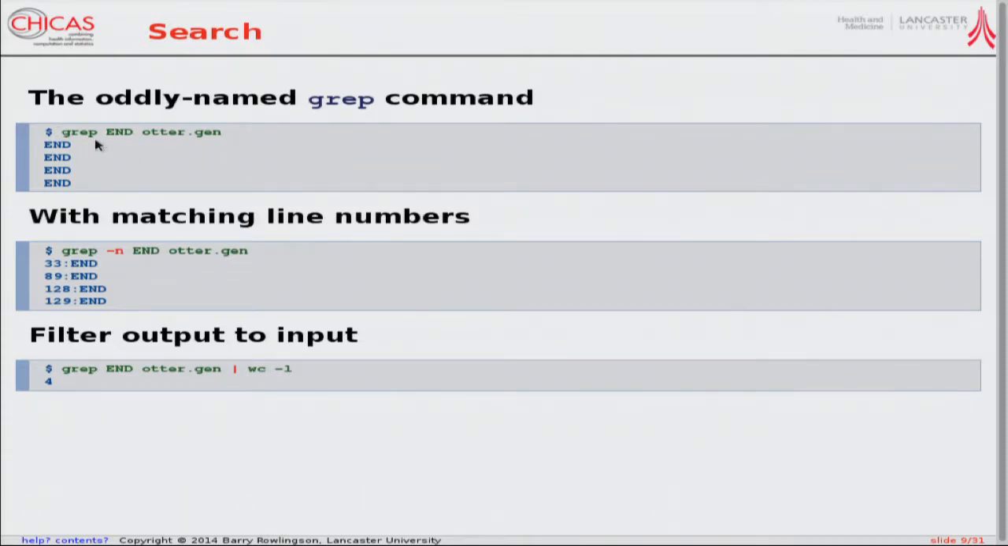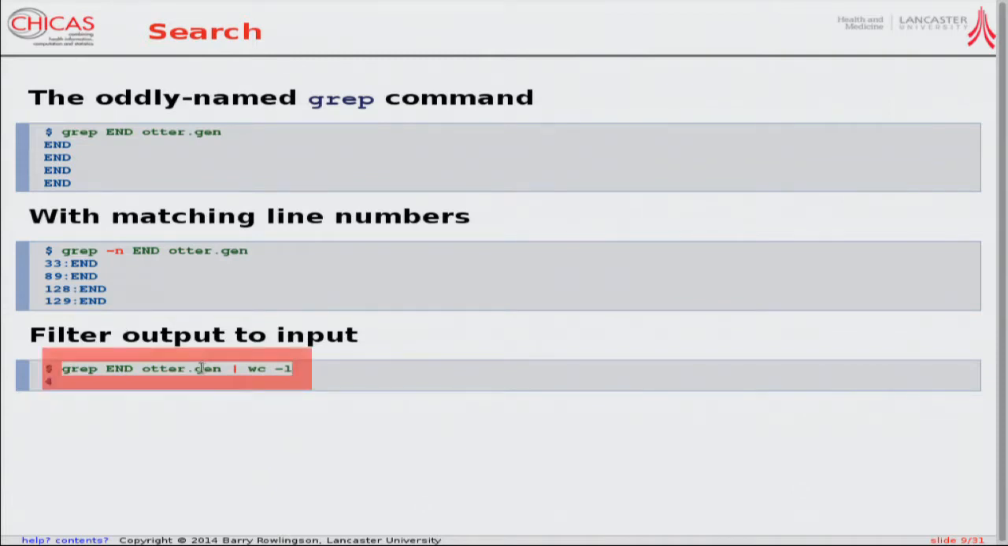So let's see where those end markers are in the file. I just grep END otter.gen, and this is case sensitive, so I have to put END in uppercase. And there's 4 of them sitting there. And then another modifier to grep, minus n, will tell me what line they're on. So 33, 89, 128, 129.